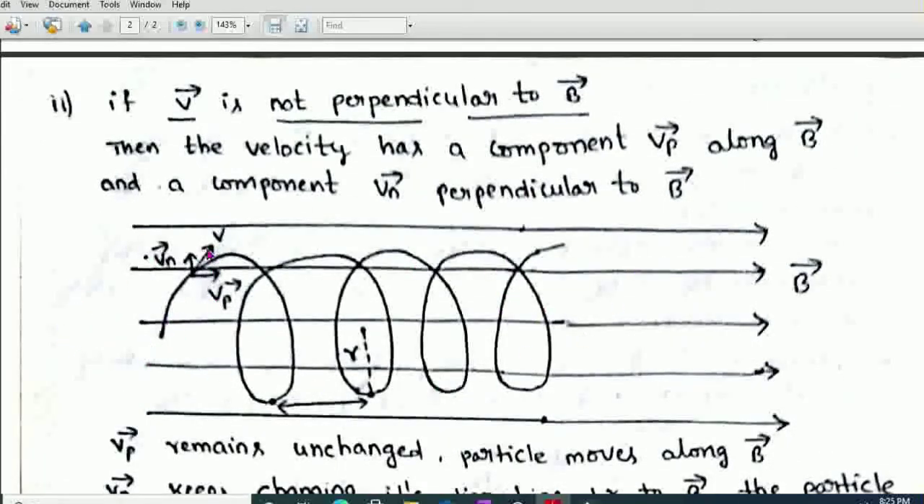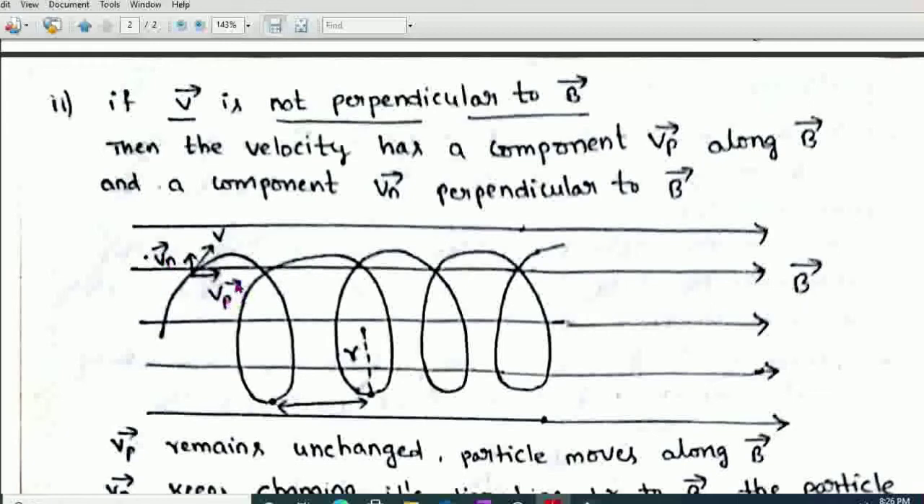Now in this figure, this v is the velocity of the charged particle. These lines give the magnetic field direction. Now the velocity of the charged particle is not perpendicular to the magnetic field direction. It is making an angle theta. In that case, the v bar can be resolved into two components. One component is vp bar and another component is vn bar.